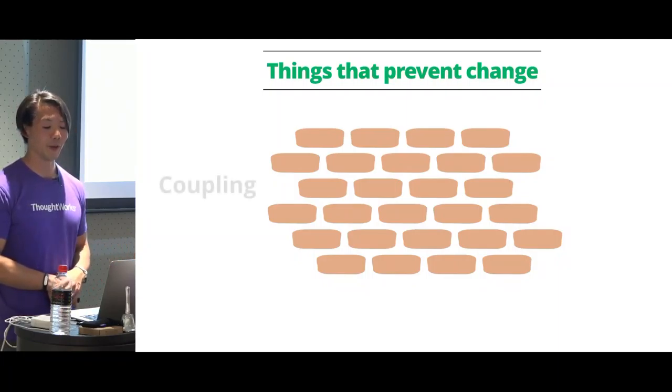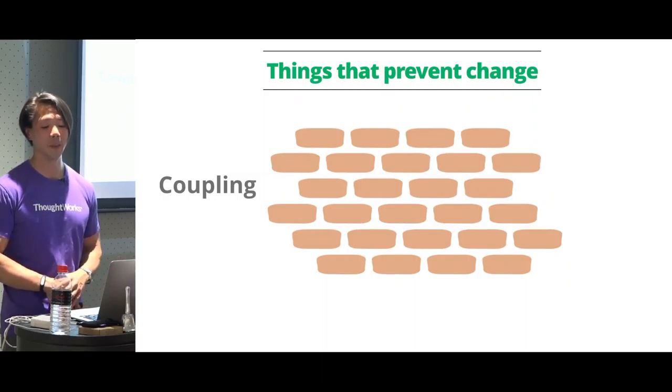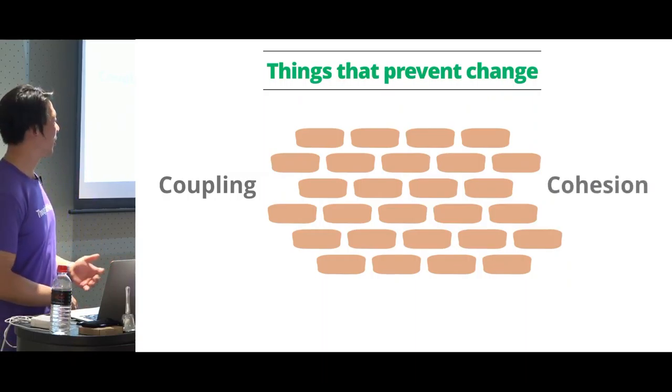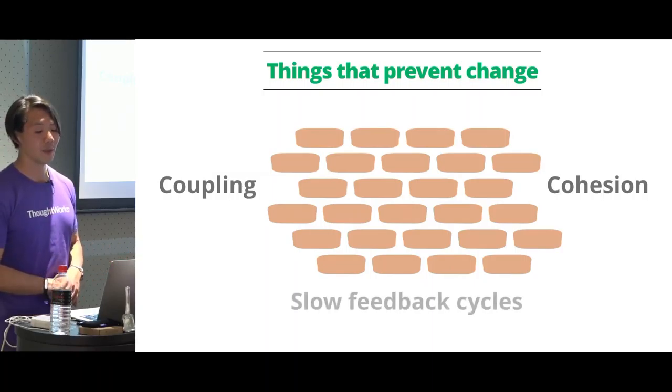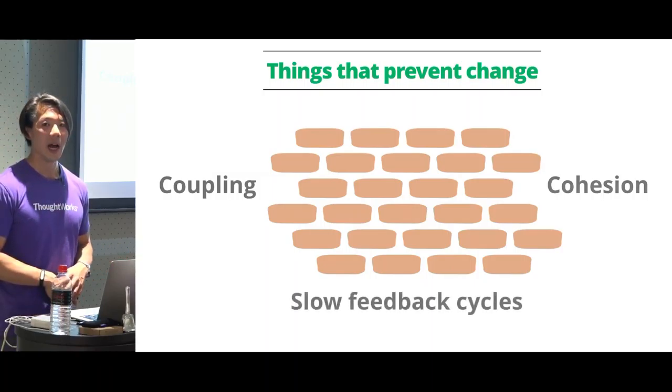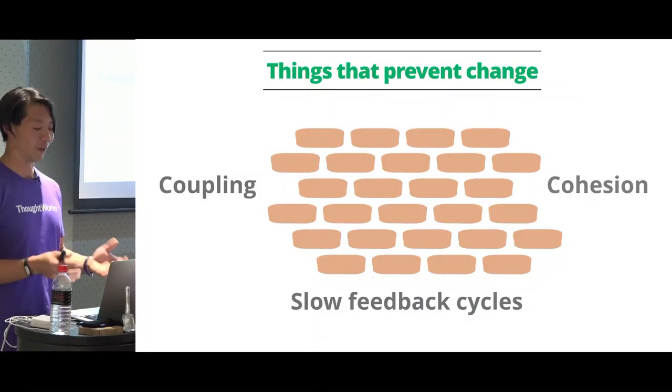It really comes down to a couple of different concepts. So it talks about coupling, which we talked a little bit about, and cohesion as well. And we've also talked about slow feedback cycles. I want to talk a little bit about cohesion because we haven't really talked about that.